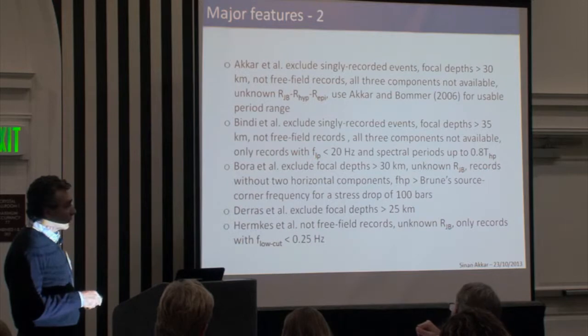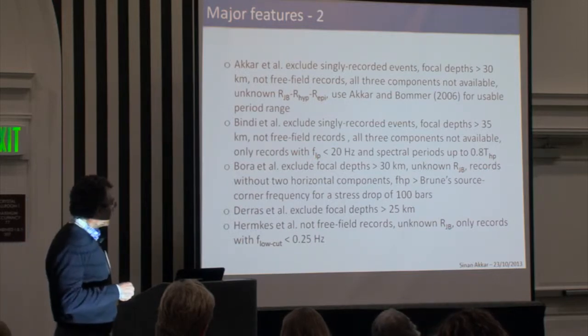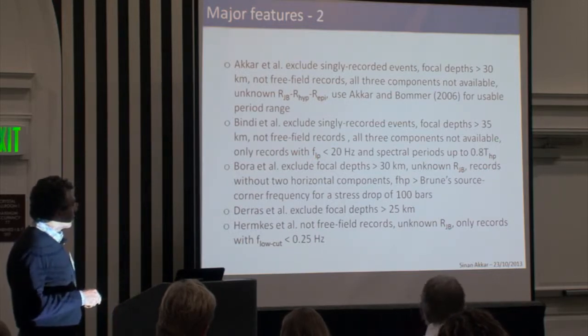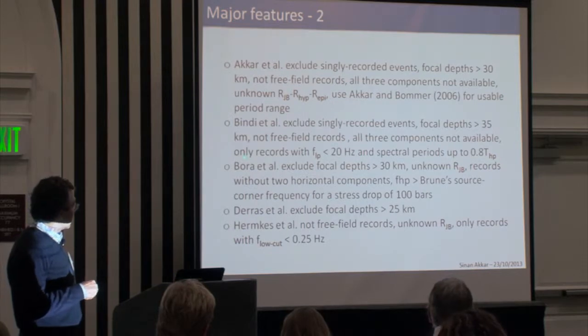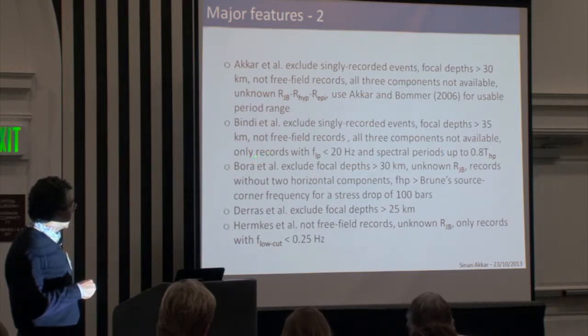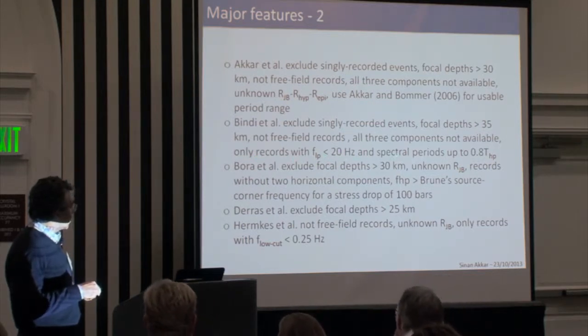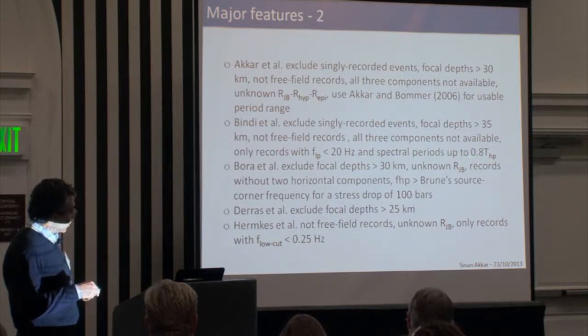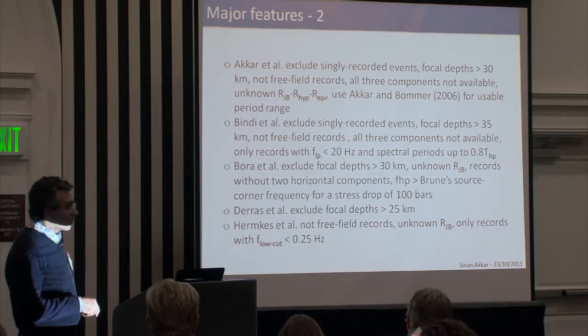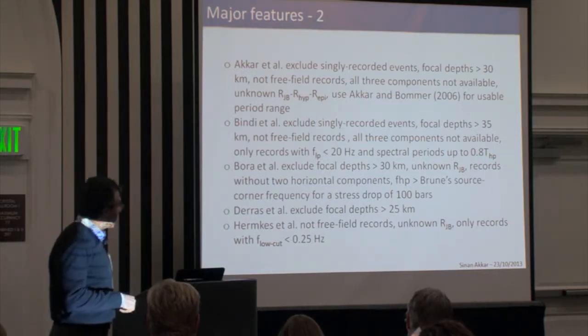No free field recordings. I mean, all of them are free field recordings. All three components should be available again, and they used records with low pass frequency less than 20 Hz and spectral periods up to the usable period range by implementing this formulation, which is 0.8 times the high pass filter period.